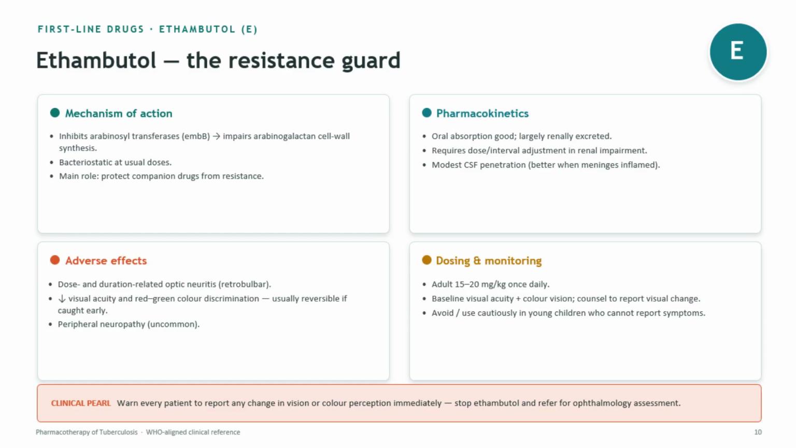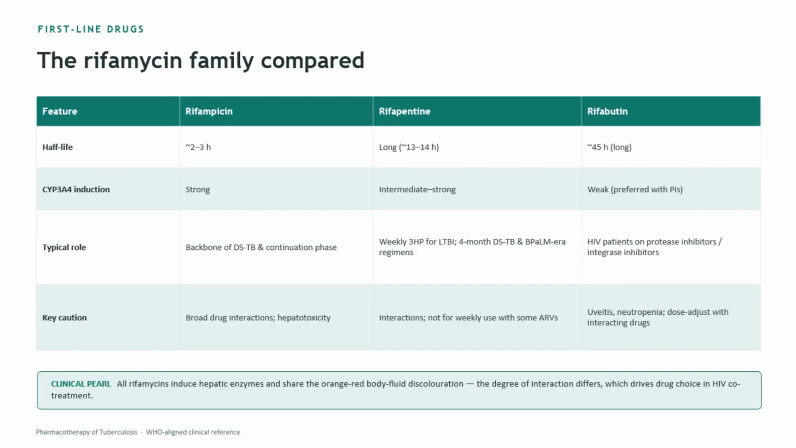You adjust the dose in kidney impairment. Quick but useful, the rifamycin family compared. Rifampicin is your short half-life daily workhorse and a strong CYP inducer. Rifapentine has a long half-life, which is exactly why it powers weekly preventive therapy and those newer 4-month and BPaLM-era regimens. And rifabutin is the diplomat of the family, a weak inducer, so it plays much nicer with protease inhibitors and integrase inhibitors in HIV.